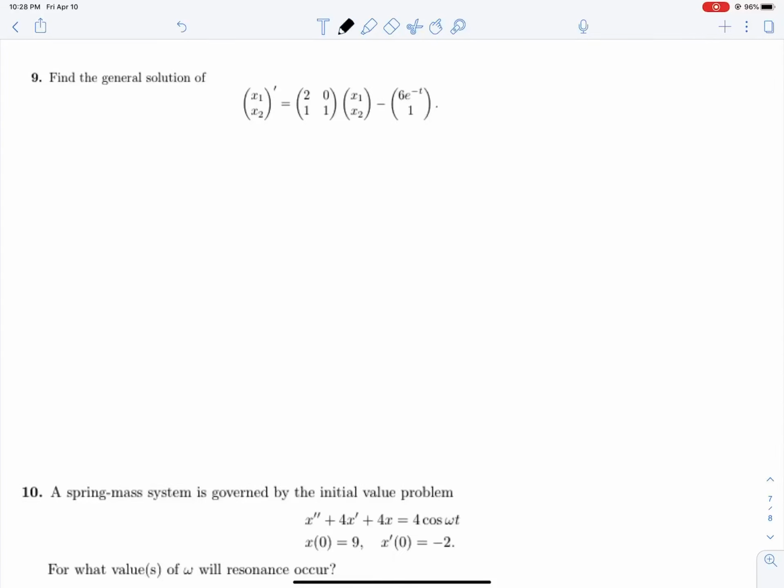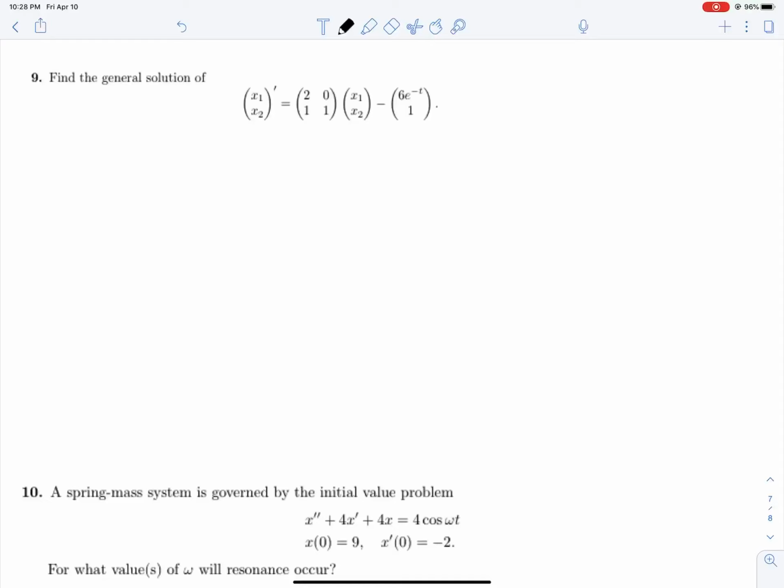9, let's find the general solution of this thing right here. So the thing that made these kinds of questions seem incredibly terrible to work through on the homework was the fact that I didn't realize that you can do them separately.